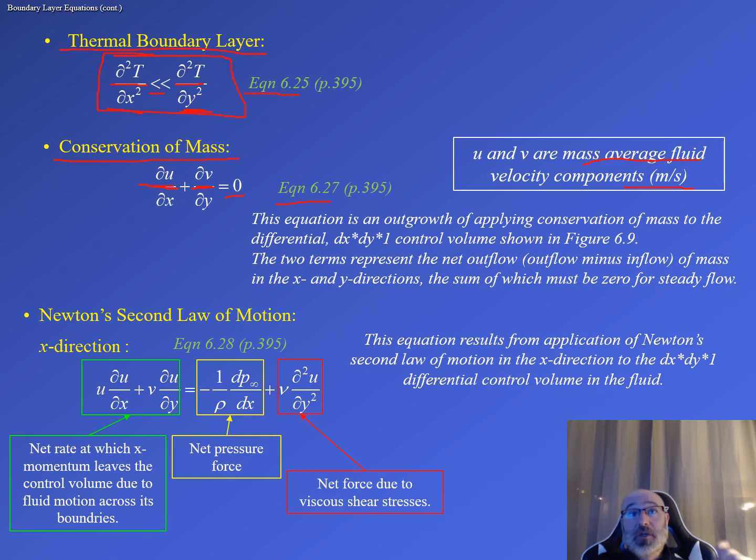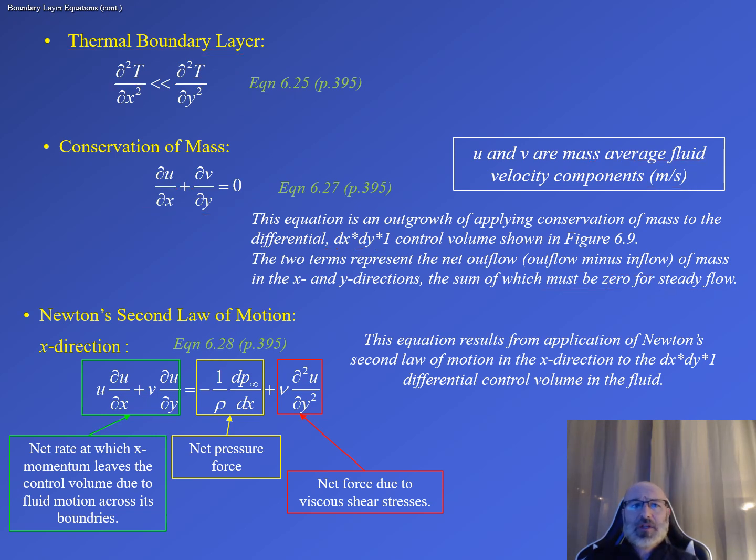Note that this equation is an outgrowth of applying the conservation of mass to the differential control volume element that we saw on the previous slide in that figure, which has a volume of dx times dy times 1. These two terms in the equation represent the net outflow, the outflow minus inflow of mass in the x and y directions, the sum of which must be 0 for steady flow. That's why the right-hand side of our equation is 0.